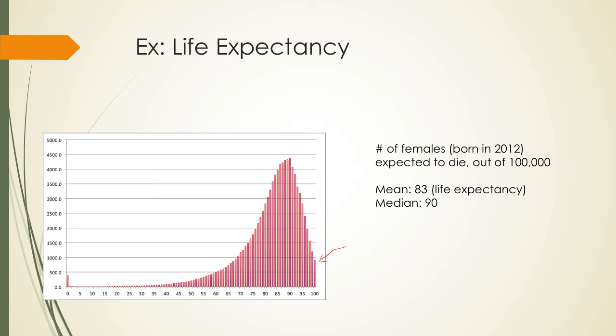What effect does this have on measures of center? The figure normally reported as life expectancy is in fact the mean of this data. Here, the mean is 83. The median is 90. Looking at the histogram, the median appears to be a better measure of center for this data, while the mean is pulled down by the left skewness.